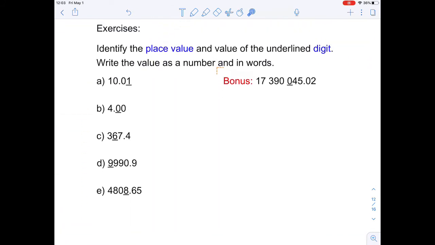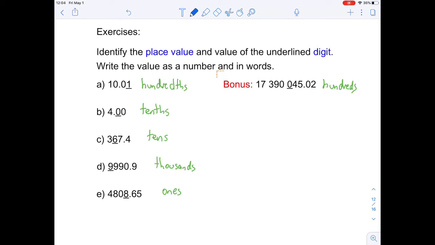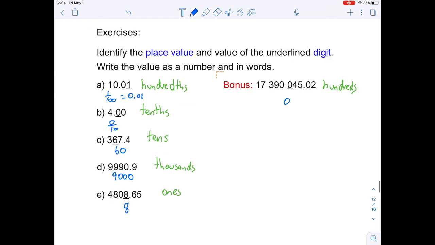Identify the place value and value of the underlined digit. Write the value as a number and in words. So 1/100ths would look like this, 1 out of 100, which is the same as this. 0/10ths, well, it's like 0 out of 10. 6/10s is 60. 9/1000s is like this, 9,000. 8/1s is simply 8. And 0/100ths, I guess you could write it like that, 0/100ths.